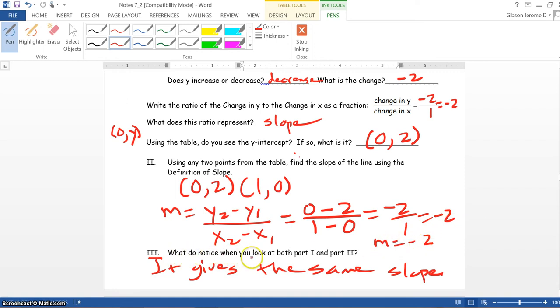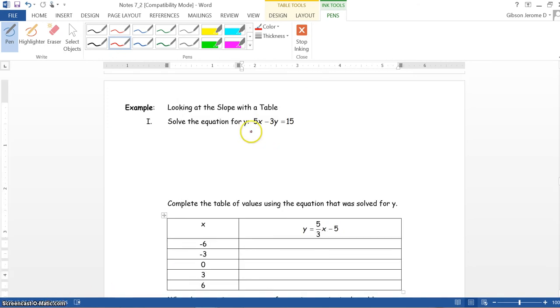It says, what do you notice when you look at both part 1 and part 2? It gives the same slope. Now we come to our next example. It says, looking at the slope with the table. It says, solve the equation for y. 5x minus 3y equals 15.